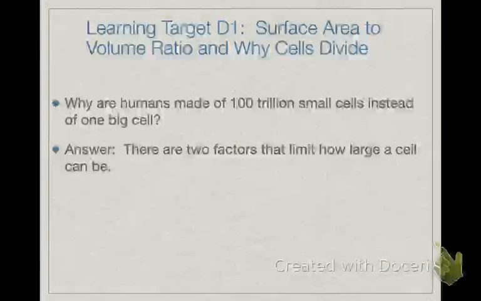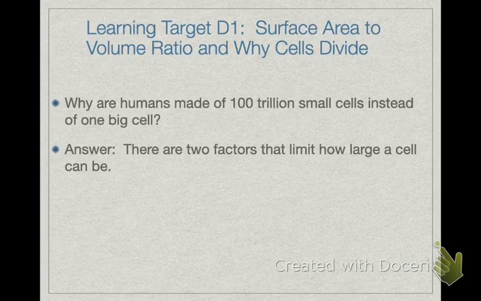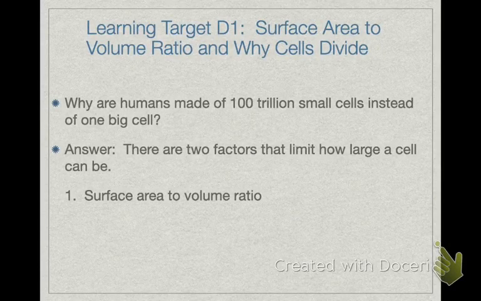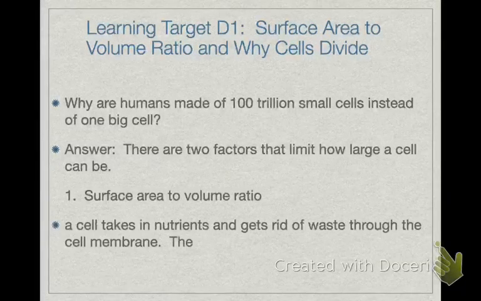Well, there's two factors that limit how large a cell can get, and the big one is going to be this idea of surface area to volume ratio, and that's our main theme that we're going to look at today. I'm going to teach you how to calculate surface area to volume ratio. I'm going to tell you why it's significant to biology.